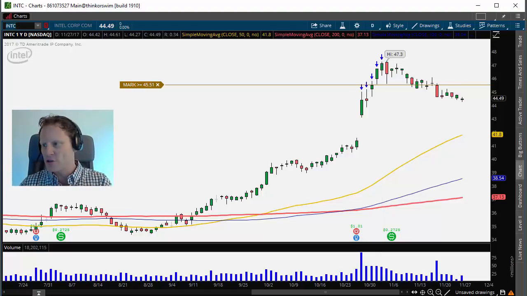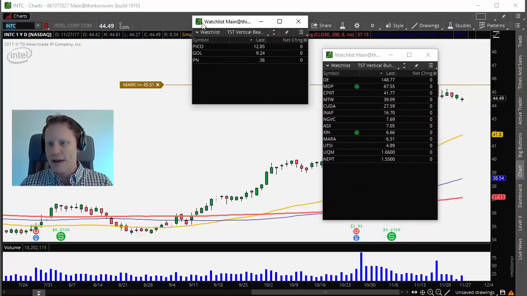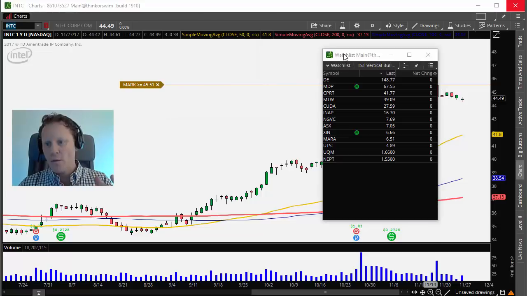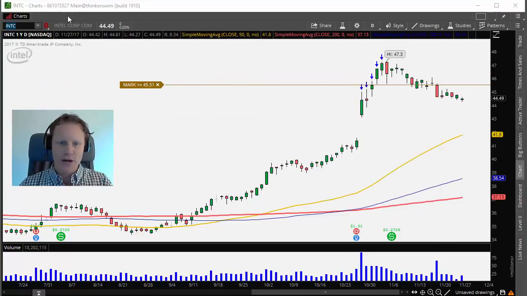We have a couple of scanners that we've programmed. It's available for Thinkorswim, TradeStation, NinjaTrader. The way it works is very simple. You get these blue arrows. Again, once they stop printing, you have an opportunity.